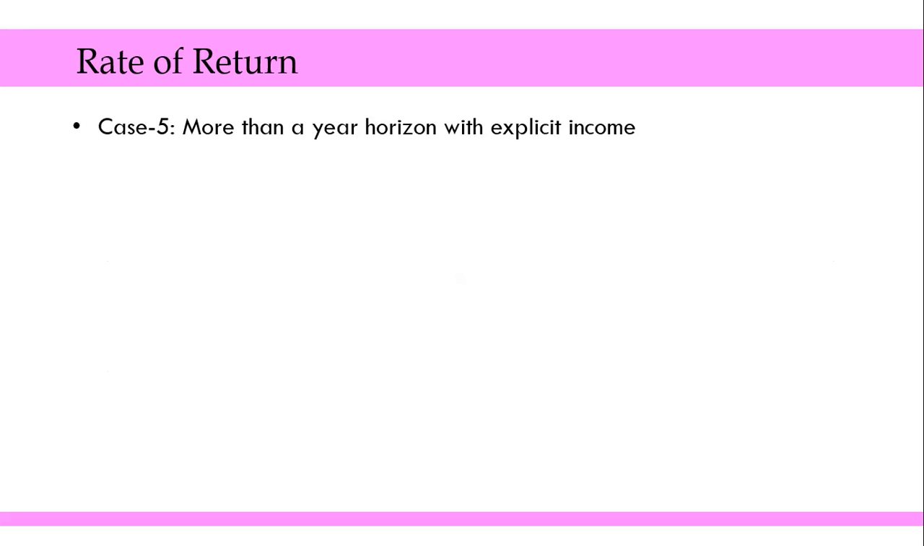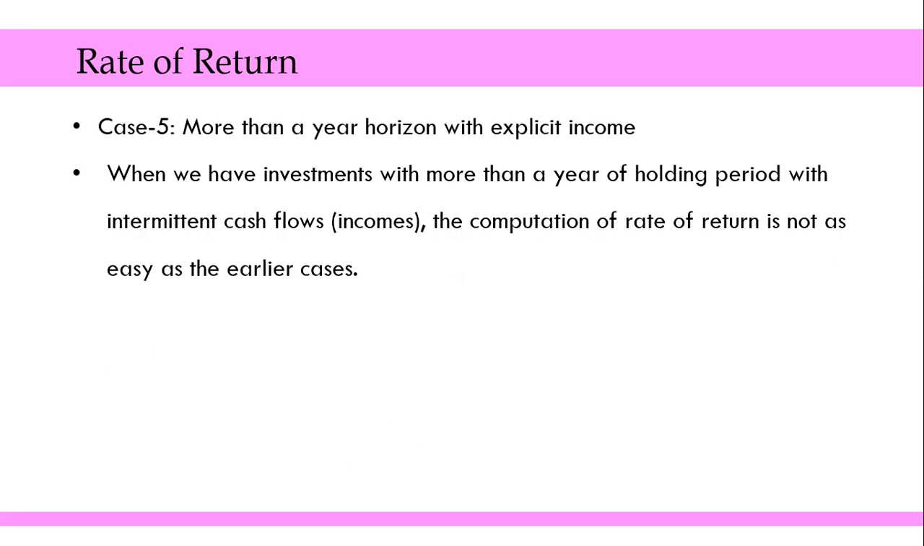Let us now look at the fifth case, more than a year horizon with explicit income. That means I am going to now hold this for more than 1 year, and in between I am going to get some income also. In this case, what happens is when we have investments with more than a year of holding period with intermittent cash flows, the computation of rate of return is not as easy as the earlier cases. In all the earlier cases, there was a formula. We have to just substitute it and get the answer. But what happens in this case?